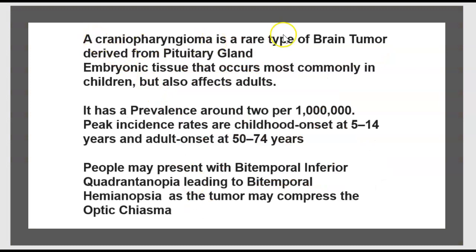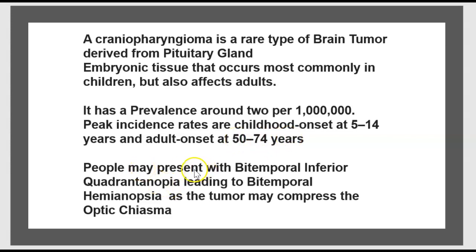A craniopharyngioma is a rare type of brain tumor derived from pituitary gland embryonic tissue that occurs most commonly in children, but also affects adults. It has a prevalence around 2 per 1 million. Peak incidence rates are childhood onset at 5 to 14 years and adult onset at 50 to 74 years.